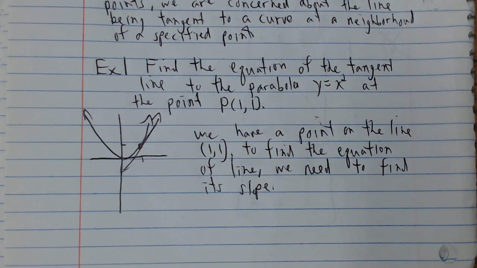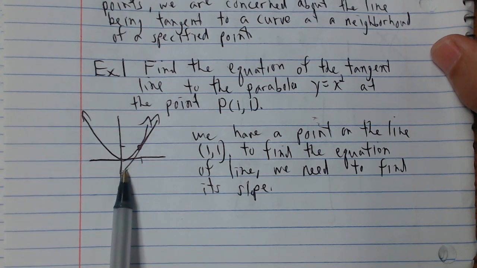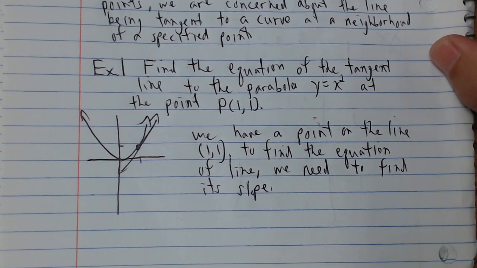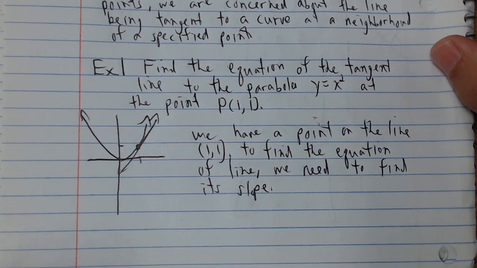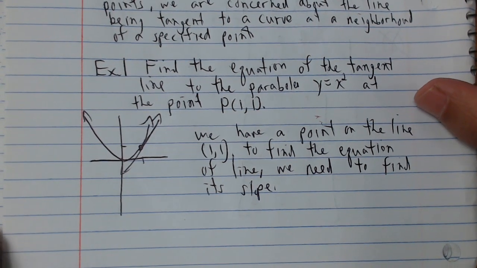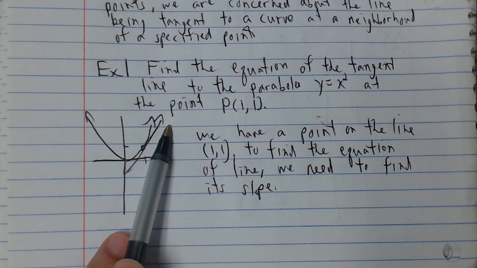Okay, now here's where the problem comes about. To find the slope of this line, I need 2 points on that line. However, I can't find a second point on that line, or at least it's impossible. So here's what we're going to do. We're going to use this really cool idea where we kind of force out the slope of this line.